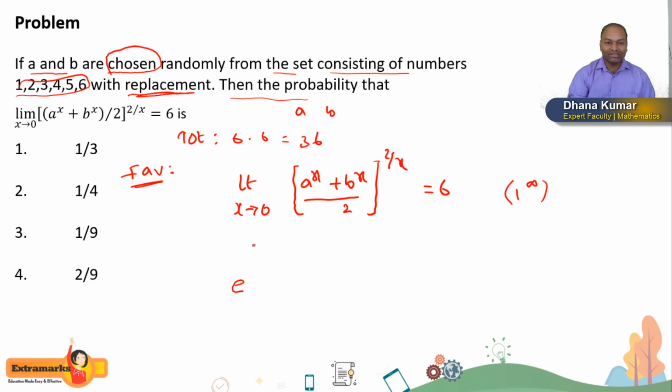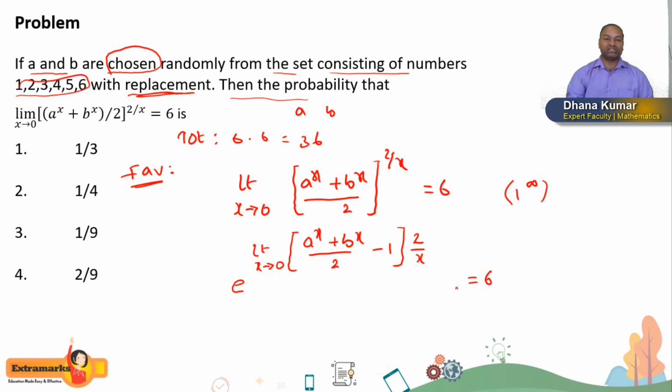For all 1 power infinity questions you follow this approach: e power, this part as it is, limit x tends to 0, base minus 1. What I told, base minus 1, that is a power x plus b power x by 2 minus 1, into exponent. Exponent is 2 by x. Answer is 6. Clear? Now you simplify. e power limit x tends to 0. LCM is 2. Numerator a power x plus b power x minus 2, into 2 by x. The 2s cancel. Answer is 6.